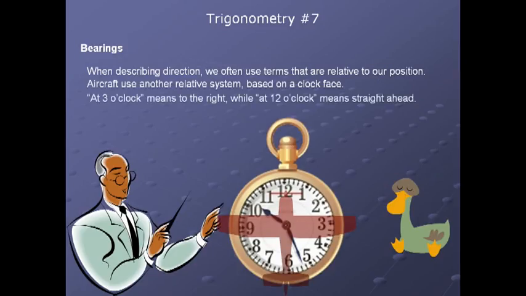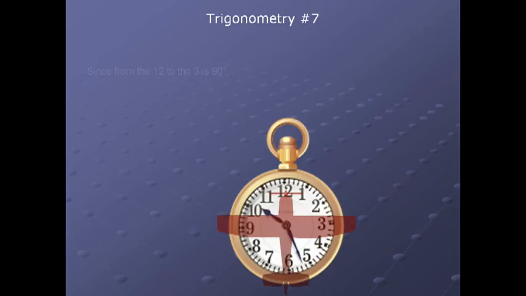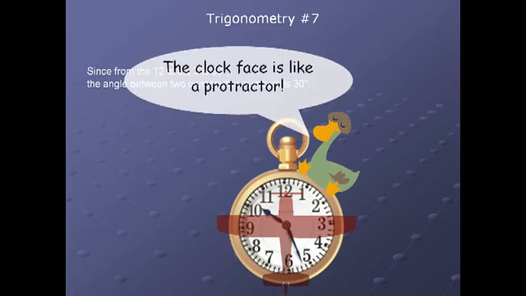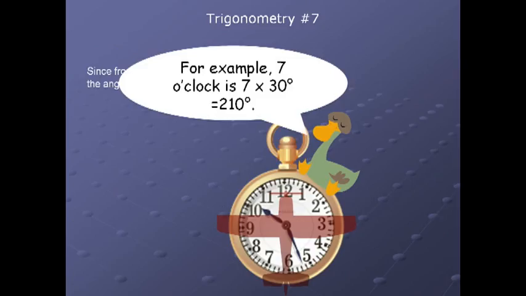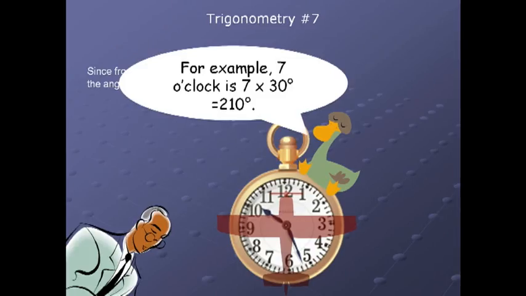At 3 o'clock means to the right, while at 12 o'clock means straight ahead. Since from the 12 to the 3 is 90 degrees, the angle between two consecutive numbers is 30 degrees. The clock face is like a protractor. For example, 7 o'clock is 7 times 30 degrees, which equals 210 degrees.